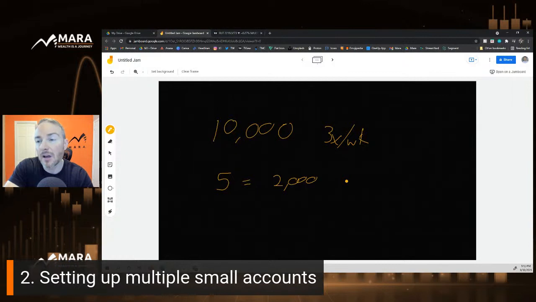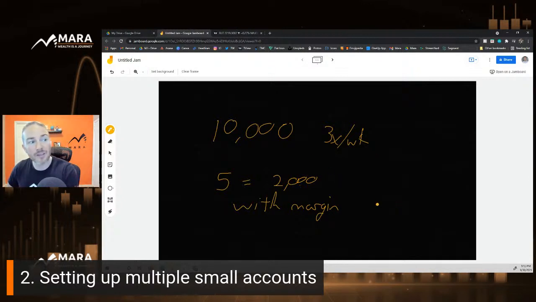That's another workaround. And the point of it too is, if you wanted to add margin, right? So setting up multiple small accounts with margin, and then you're under the PDT rule, but you're kind of not, because you're using this one with margin, you're using the next one with margin, and so you're trading a much larger account. You'd probably get like 20 to 30,000 altogether with the margin, but you'd have it with different brokers.